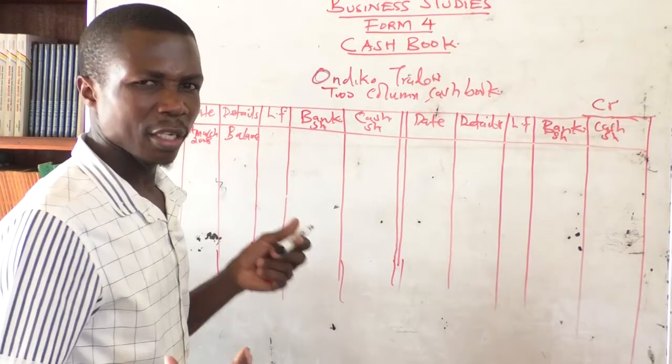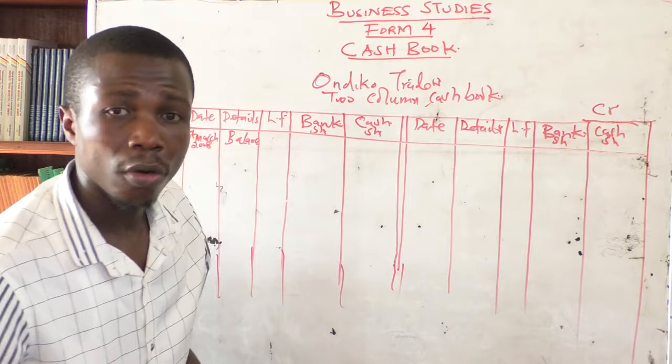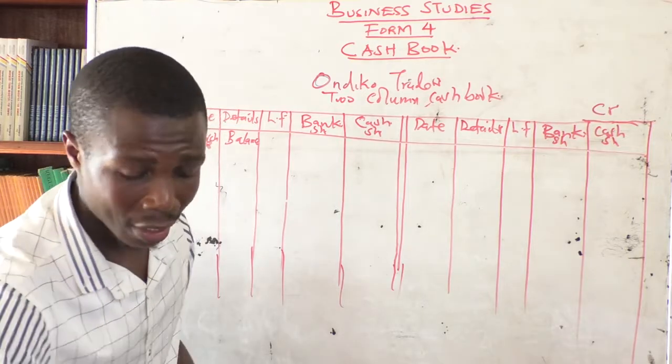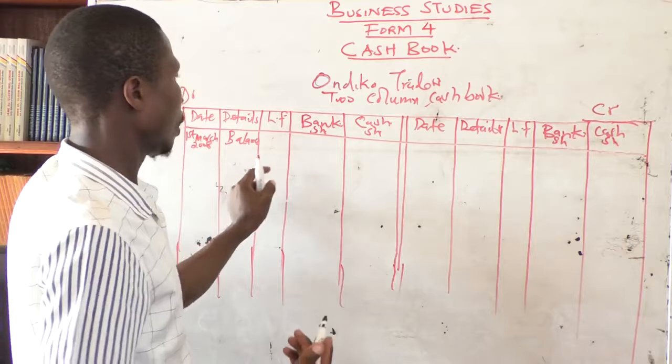Those are the balance money that when he was starting a business he had. So we record that in the DR side. Ledger folio, you don't record anything there, just leave it.